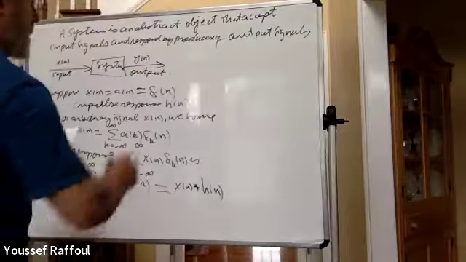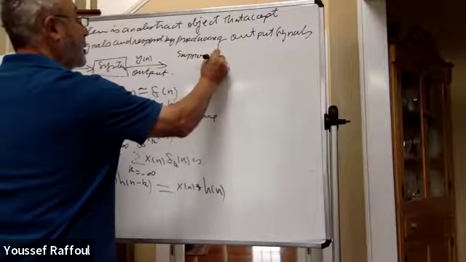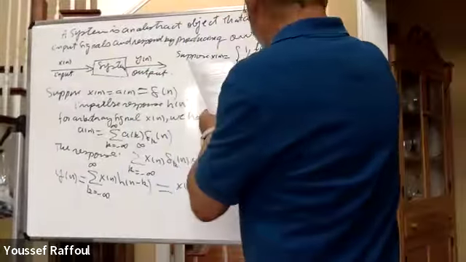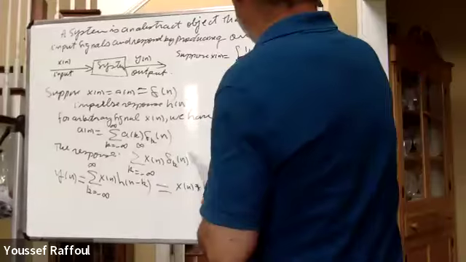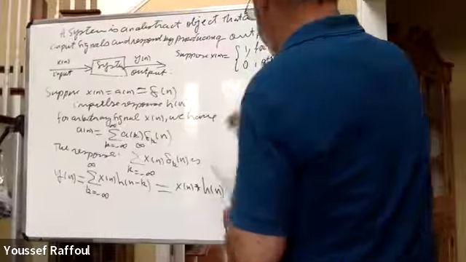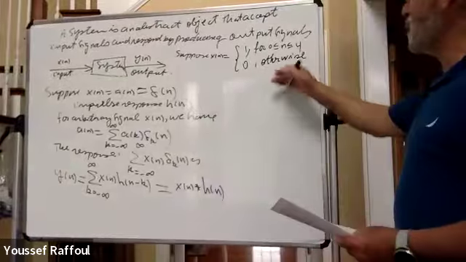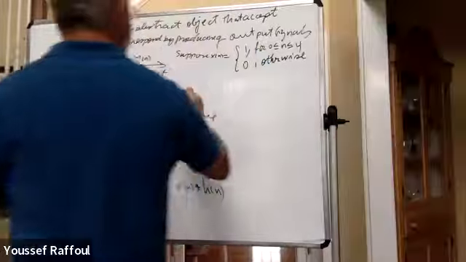So let's take a look at an example. So suppose x(n) is 1 for 0 less or equal to n less or equal to 4, and 0 otherwise. That means 0 for n bigger than 4 and for n less than 0.